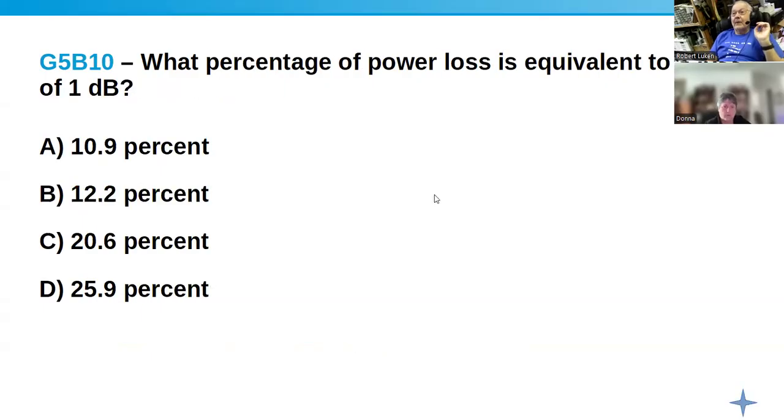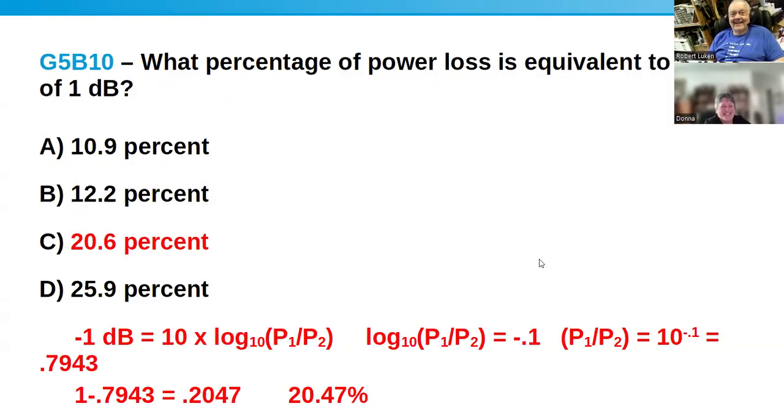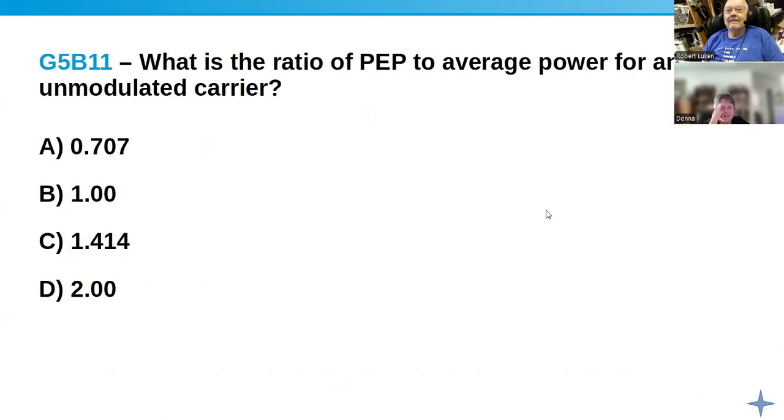What percentage of power loss is equivalent to a loss of 1 dB? Power loss. That's 20.6, Charlie. Yeah, I got to remember Charlie because I ain't going through that formula. Well, now it won't necessarily be Charlie. Oh, I understand. Yeah, 20.6.